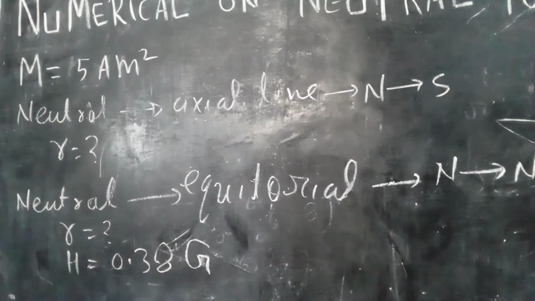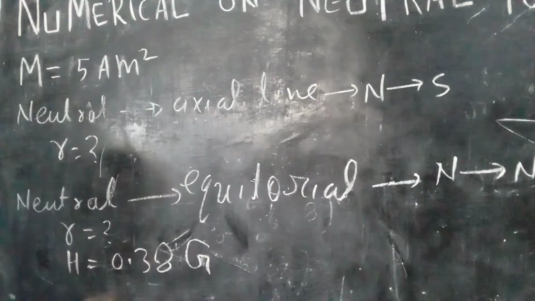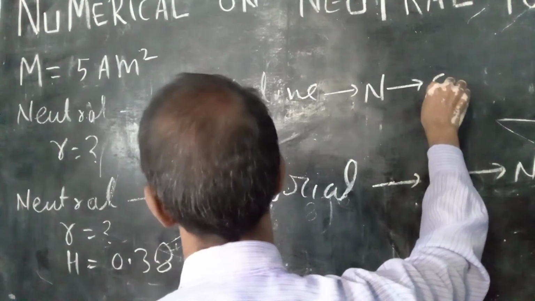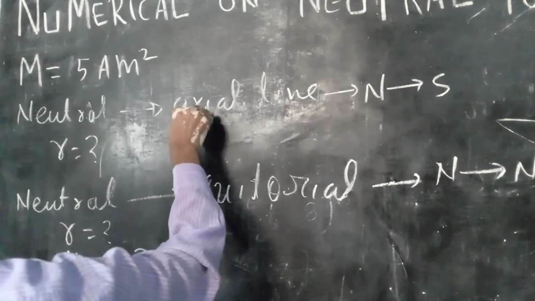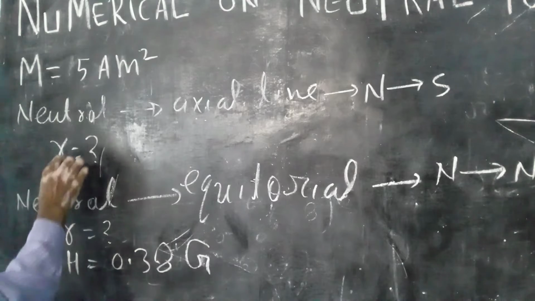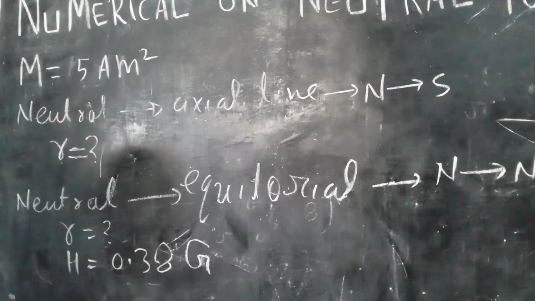The magnetic moment of a bar magnet is 5 ampere meter square. When it is kept in the magnetic meridian such that its north pole points toward the south of the Earth, then the neutral point is obtained on the axis. In this case, we have to find the distance of the neutral point from the magnet.